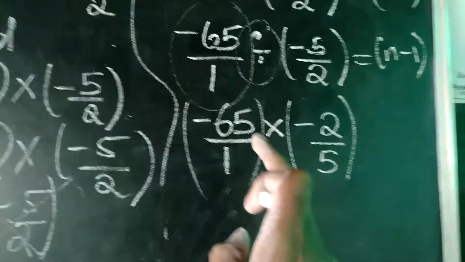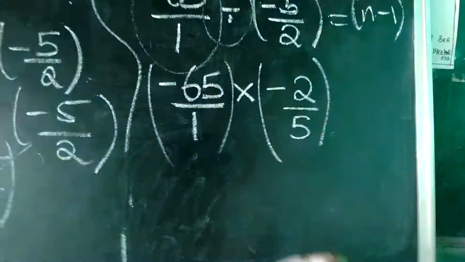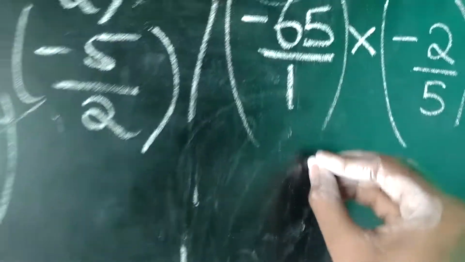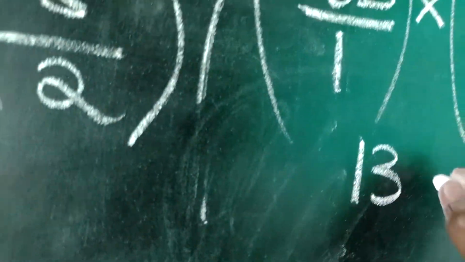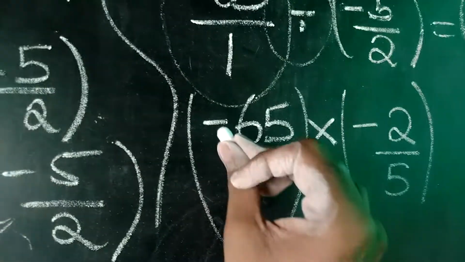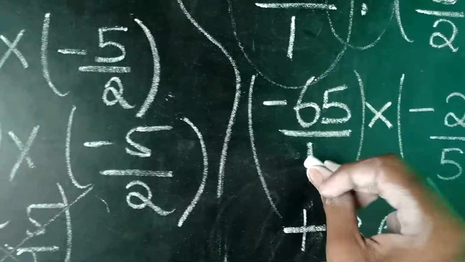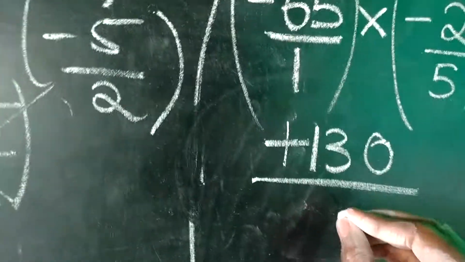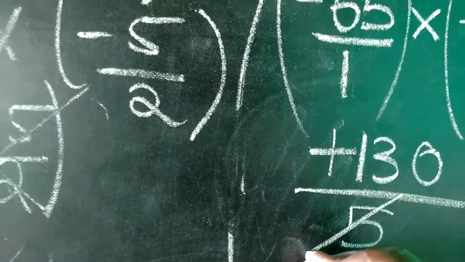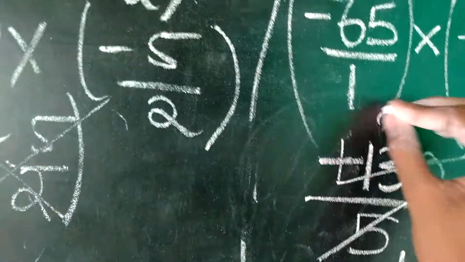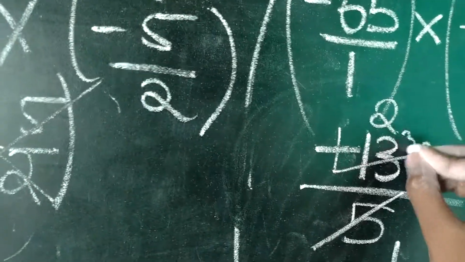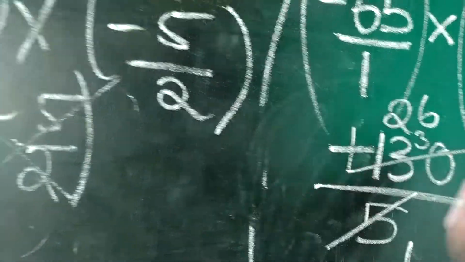So now let me multiply the numerator and numerator. What is 65 into 2? 65 into 2 is 130. Since we have minus and minus, minus into minus is plus. Similarly, you just multiply the denominator also. What is 1 into 5? 5. So it gets cancelled also. 5 ones are 5. 5 twos are 10. Carry 3. 5 sixes are 30.